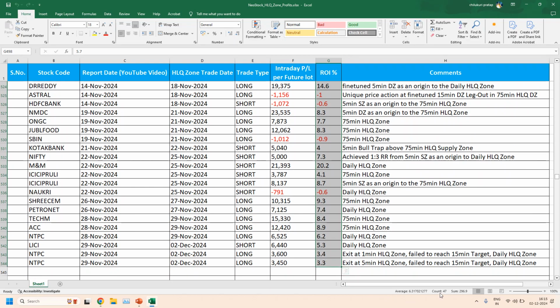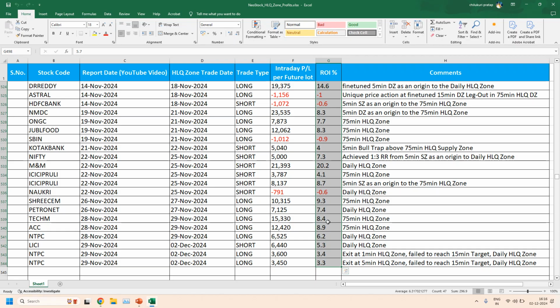See, total 47. Look into the count. Total 47 trades. And this ROI, because I dragged my mouse on this ROI column, that's why it has given the average ROI 6.3%. Excel sheet does the calculation. It sums all these and divides by the total number. That way it has given 6.3% average ROI. This is our intraday ROI, including the stopped out trades.